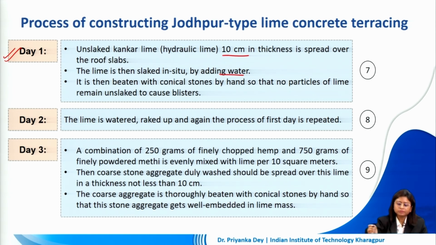On day 2, the lime is watered, raked up, and again the process of the first day is repeated. On day 3, a combination of 250 grams of finely chopped hemp and 750 grams of finely powdered methi is evenly mixed with lime per 10 square meter. Then this entire mixture is topped up with coarse sand aggregate, which is duly washed. This is spread over the lime in a thickness not less than 10 centimeter. The coarse aggregate is thoroughly beaten with conical stones by hand so that this stone aggregate gets well embedded in the lime mass that has already been applied.